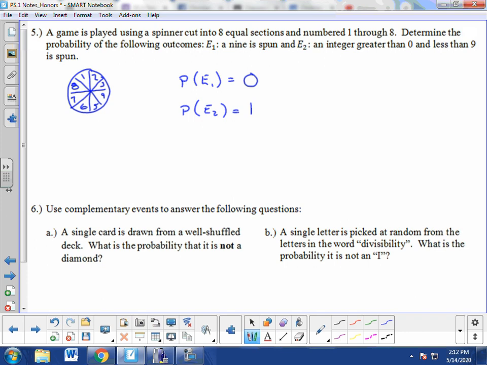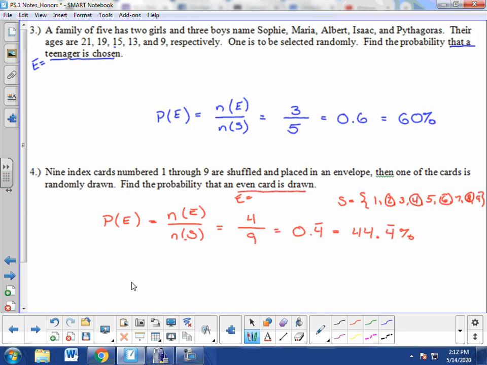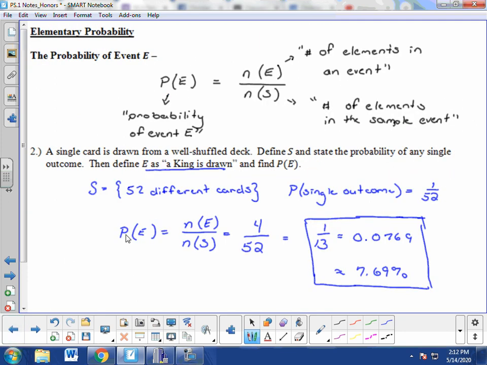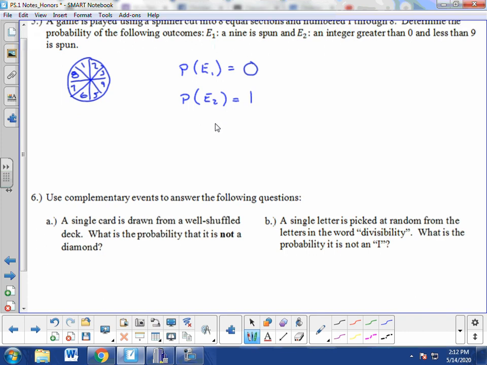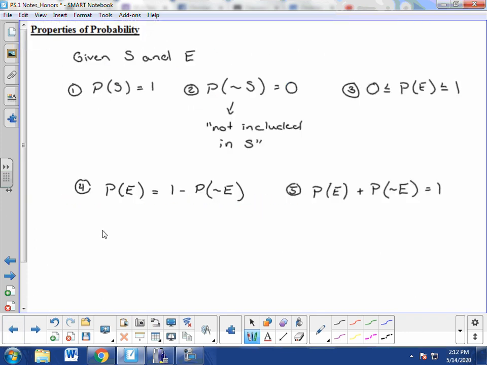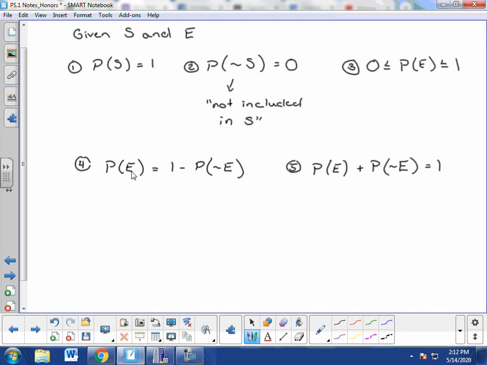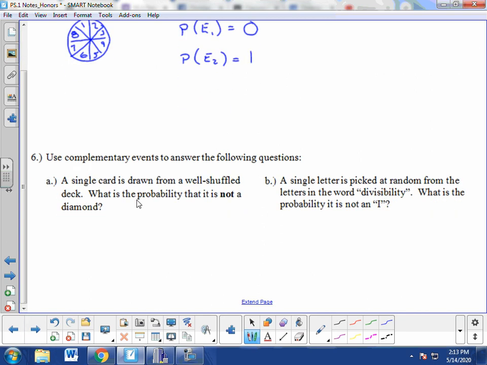So the probability of event 2 is going to be 1. In such cases, we wouldn't have to go through the process of using the number of elements over the number of the sample space. In the first event, it's not part of the sample space, so it's 0. In the second event, it's the entire sample space, so it's 1. We can also use properties 4 and 5 here in a way that's going to help us shorten work.